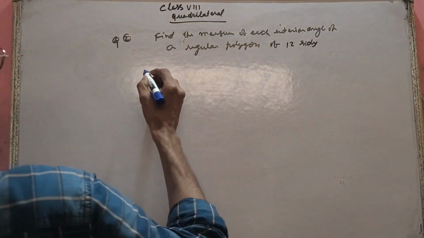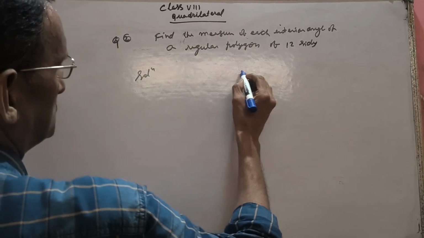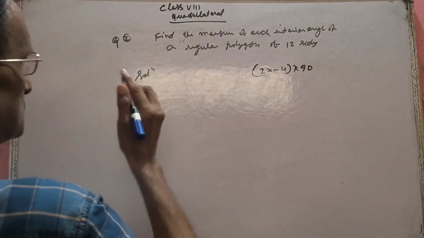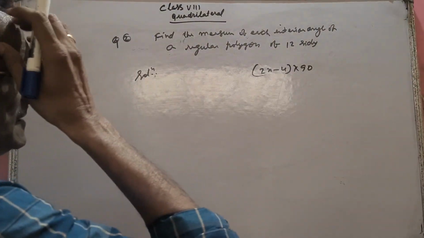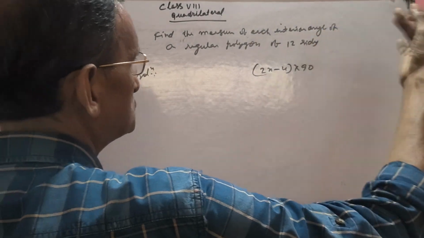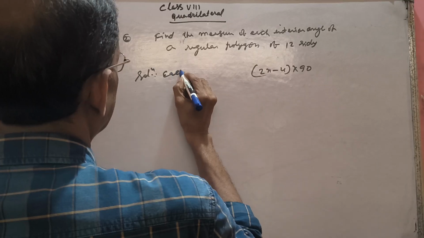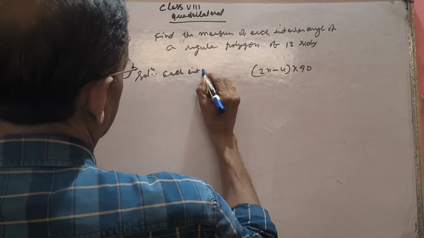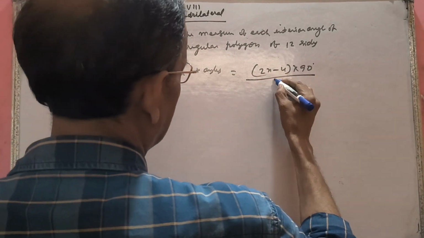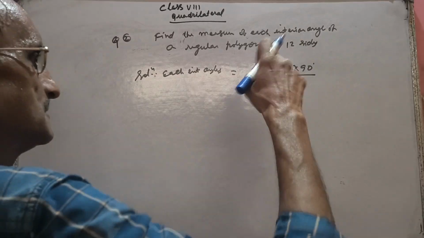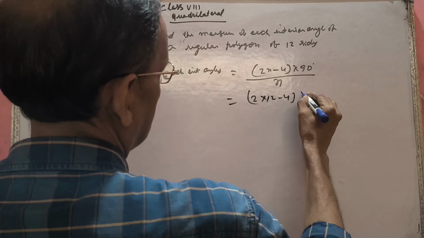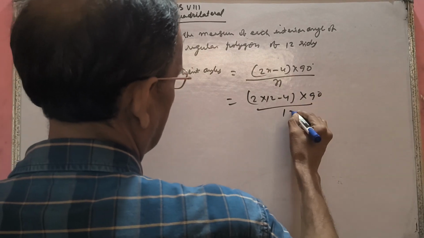Now see, the sum of interior angles, I told you, is (2n minus 4) times 90 degrees. But we have to find each angle only, and the number of sides is equal to the number of angles. So there are 12 sides, so there will be 12 angles. So each interior angle is equal to the sum of interior angles divided by the number of angles, which is equal to the number of sides. So this is 12 now. (2 times 12 minus 4) times 90 degrees divided by 12.